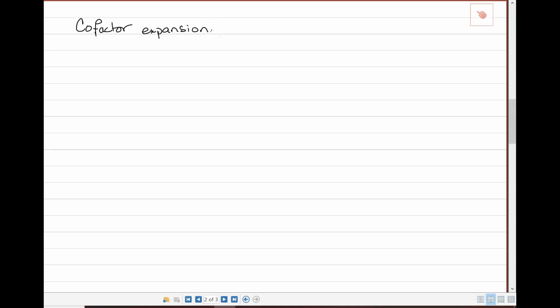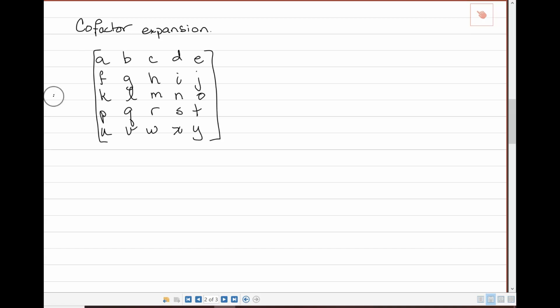In this video, we're going to see how to compute the determinant of large matrices using a technique called cofactor expansion. So imagine we have a large matrix that we're working with and we want to compute the determinant. To compute the determinant of this matrix, what we're going to do is work along the top row and take the cofactor of each entry, multiply it by the corresponding entry, and then add those all up. So let's see what that looks like when we write it down.